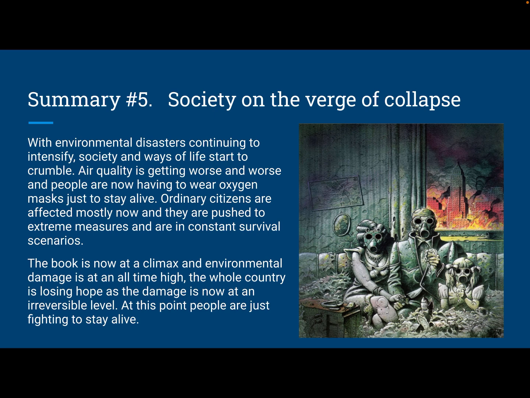Summary number 5, Society on the verge of collapse. With environmental disasters continuing to intensify, society and ways of life start to crumble. Air quality is getting worse and worse, and people are now having to wear oxygen masks just to stay alive. Ordinary citizens are affected the most now, and they're pushed to extreme measures and are in constant survival scenarios. The book is now at a climax, and environmental damage is at an all-time high. The whole country is losing hope as the damage is now at an irreversible level. At this point, people are just fighting to stay alive.